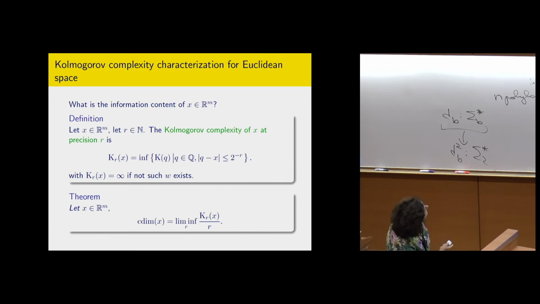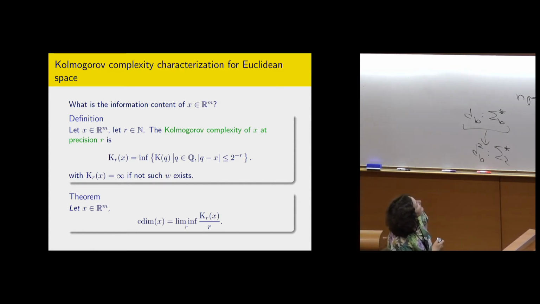So the Kolmogorov complexity at precision r is a natural definition. That means the Kolmogorov complexity of a real x at precision r is the Kolmogorov complexity of a rational number q that is at distance 2^-r from x. Of course, you take the best case, the smallest K(q). I don't know why I didn't erase this, because for Euclidean space it doesn't make any sense; for other spaces it may be interesting. So effective dimension can also be characterized like this, as a Kolmogorov complexity ratio.